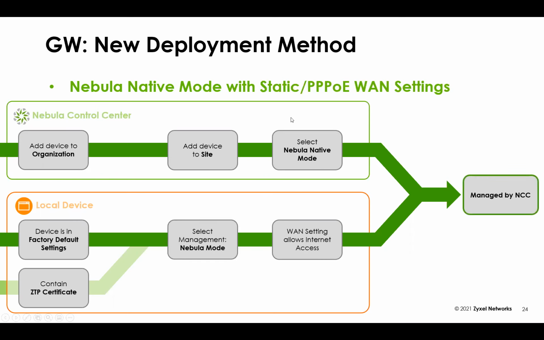Now, conversely, you can do a static IP address. I know that with our older NSGs, when we were first onboarding NSGs into Nebula, putting in a static IP address was a bit of a hassle. But now with Nebula Native Mode, once you've added the device to the organization and to a site, and you've chosen Nebula Native Mode, once you're in the local management, you can go through the setup of the WAN settings and then select your WAN settings as either static IP address or PPPoE to get online. And then once it goes online, you will be able to connect to Nebula Control Center.